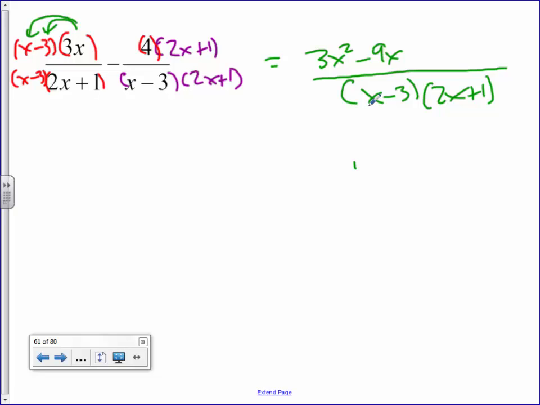Okay, next key point here. There is a minus sign right here. Be very careful now. That's the most common mistake I think I see kids make. 4 times 2x would be 8x. But there's a minus sign. So now rather than being positive 8x, it's actually minus 8x. And 4 times 1 is 4, but there's a minus sign. It's a minus 4.